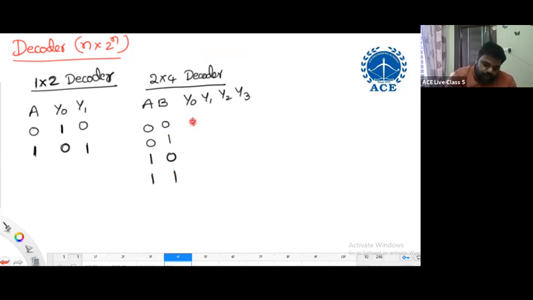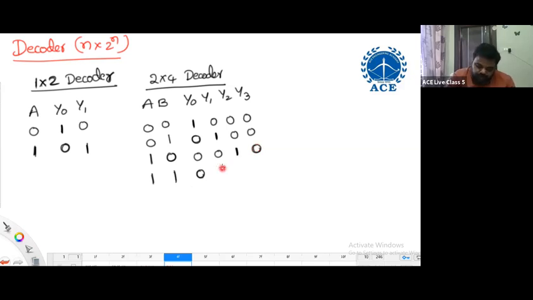So for AB equal to 00, Y0 is 1, remaining are zeros. If AB is 01, Y1 is 1, remaining are zeros. If AB is 10, Y2 is 1, remaining are zeros. When AB is 11, Y3 is 1, remaining are zeros. For each input combination of AB, the respective output line is 1, remaining are zeros.